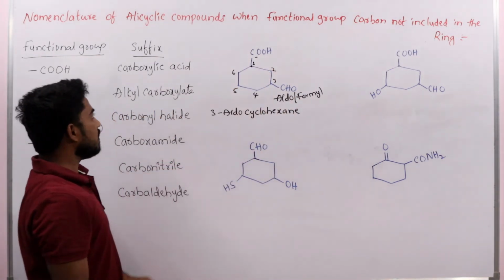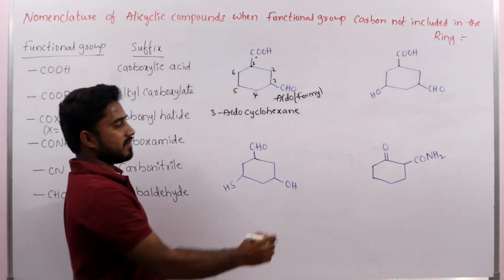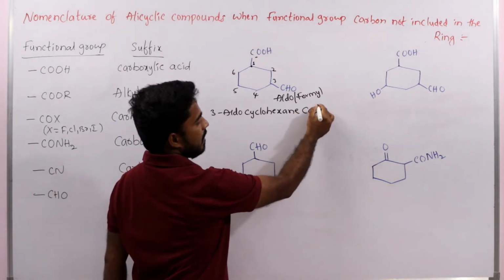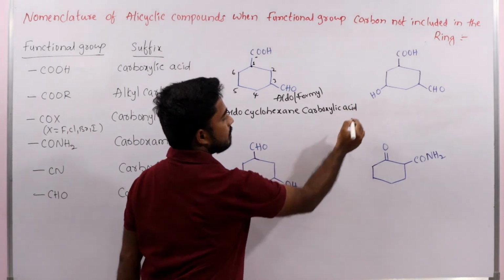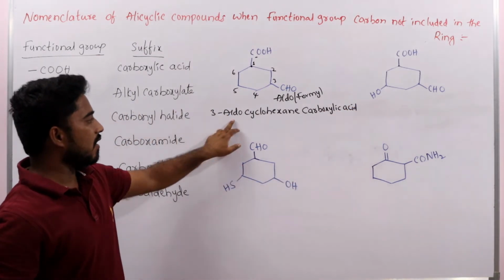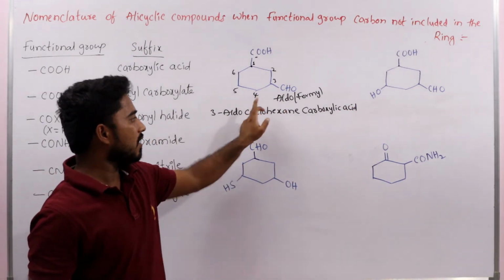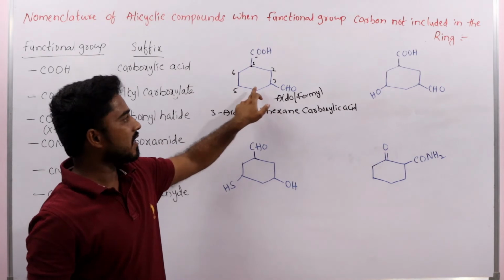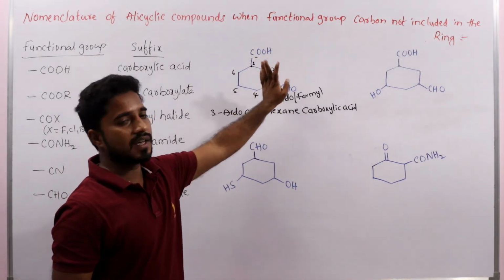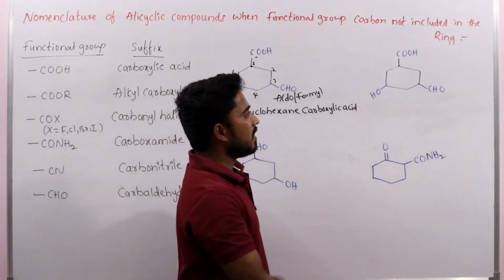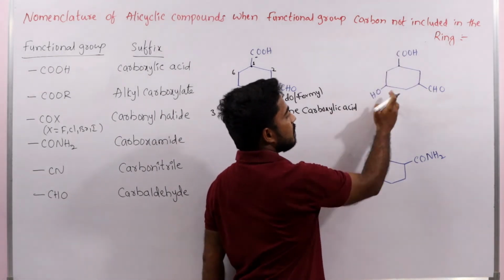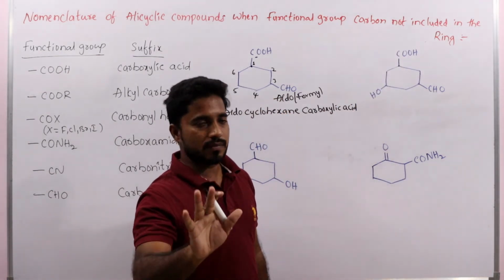COOH, that's why we have to use carboxylic acid. Okay, 3-aldo at third position CHO group, aldo group is there, cyclohexane is the ring, then carboxylic acid as a main functional group. Okay, when you take this molecule, here also COOH, CHO, OH, 3 functional groups are there.